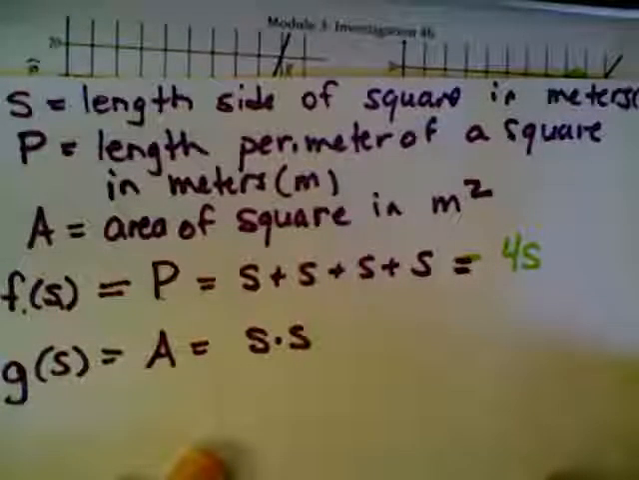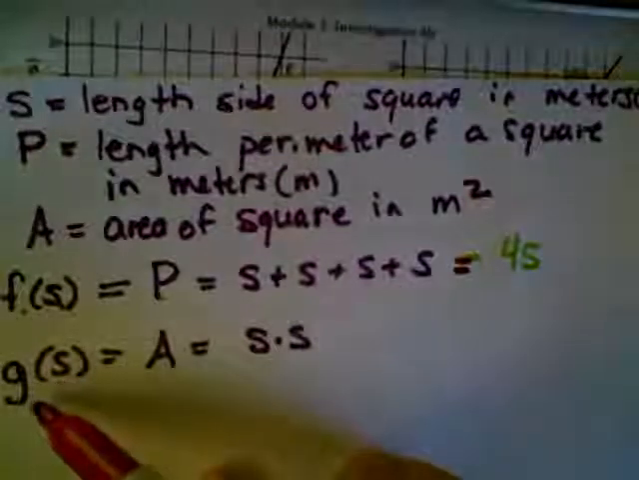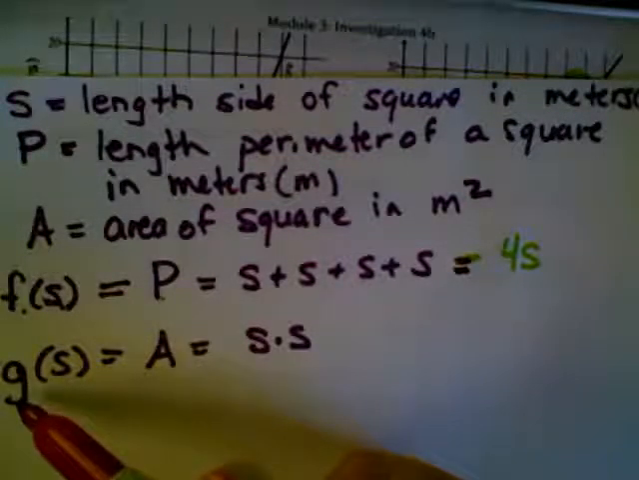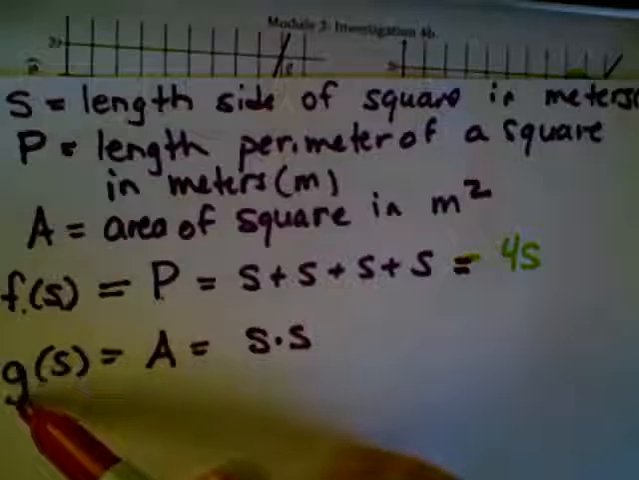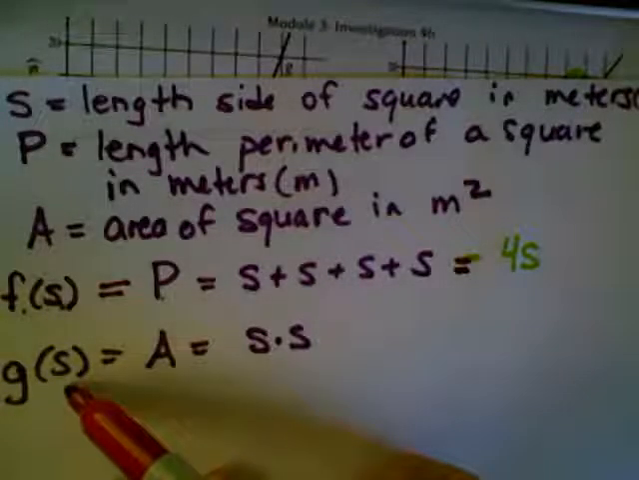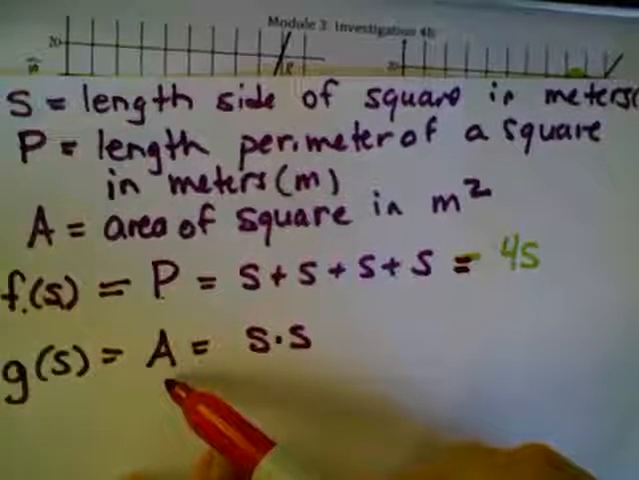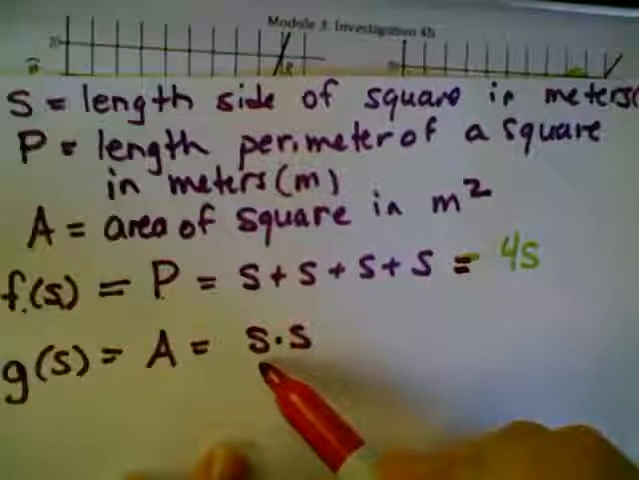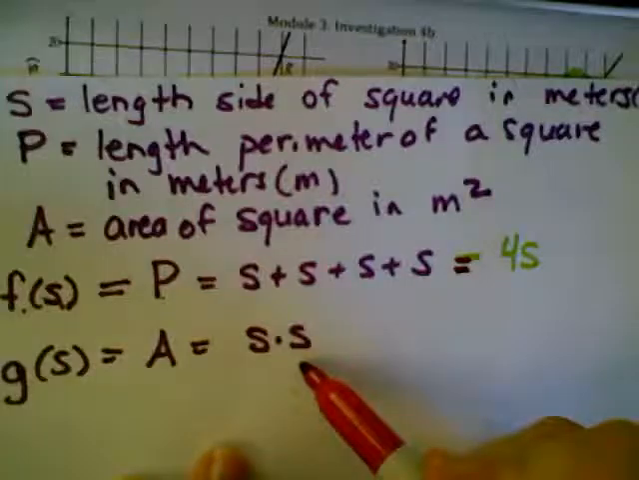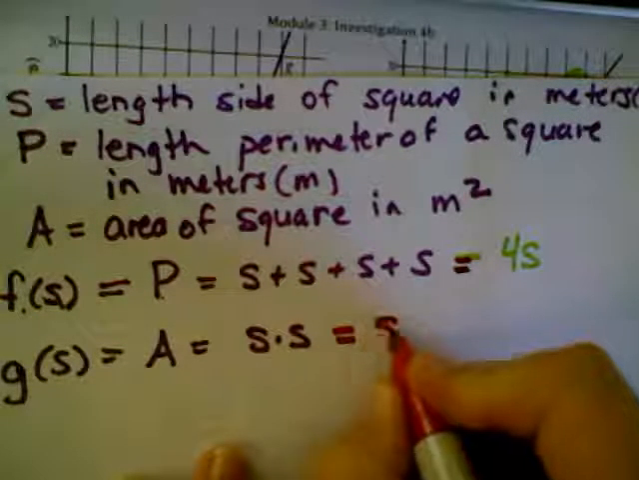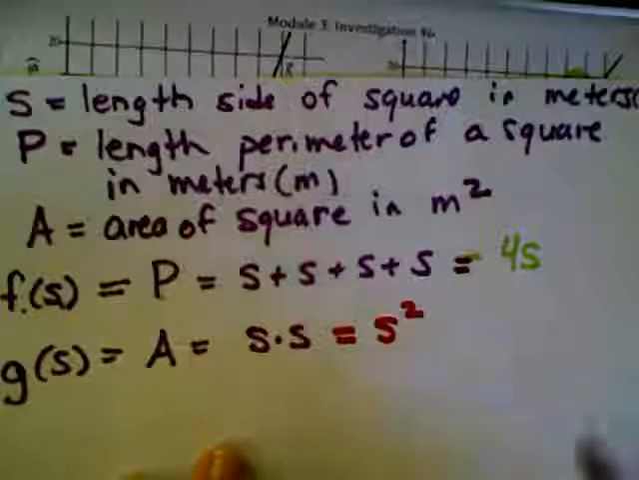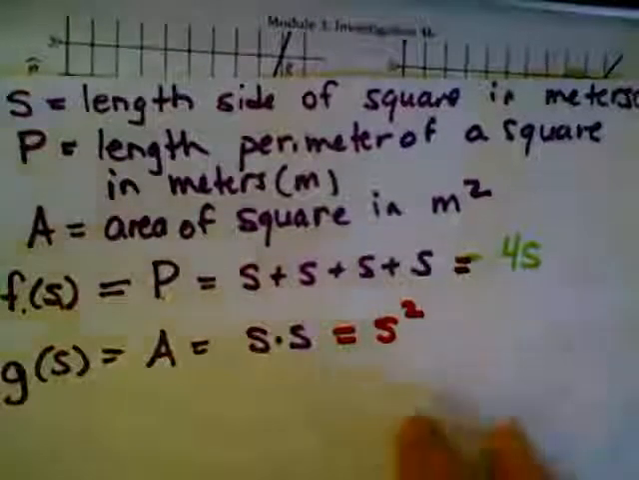On the other hand, if you look at function g, I'm going to roll this paper back. Function g is nonlinear, does not have a constant rate of change. But we know how to find the area of a square. So if we apply rule g to input quantity s, we will get an output quantity A, area of the square, if we take the length of one side times itself. And we know another way to write that is s squared.